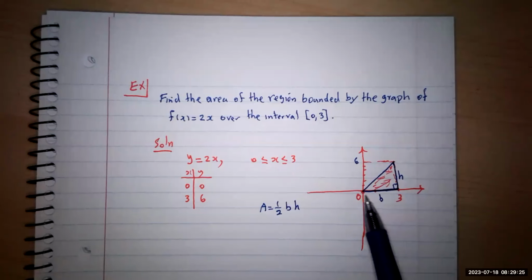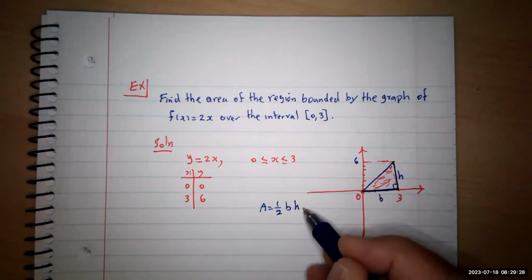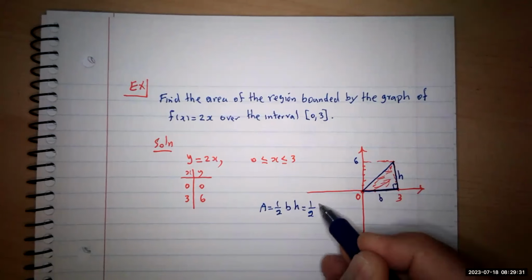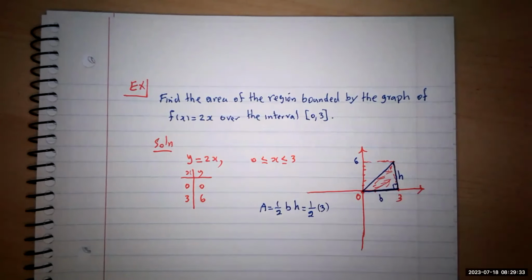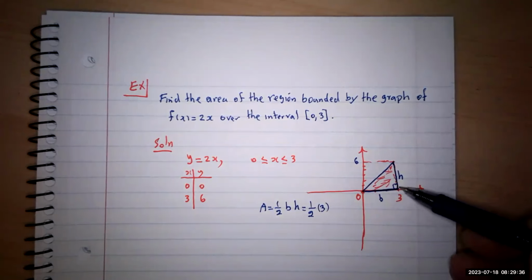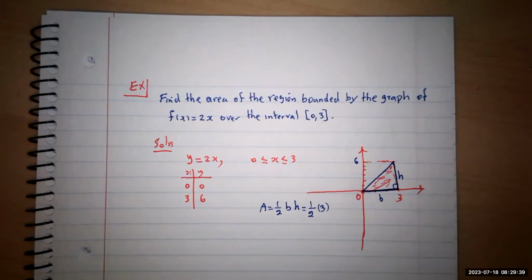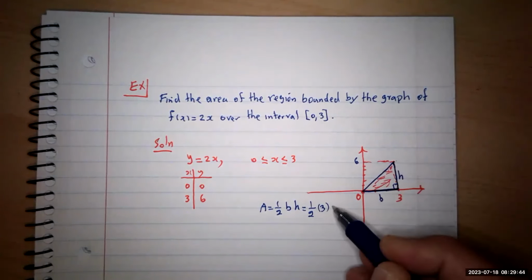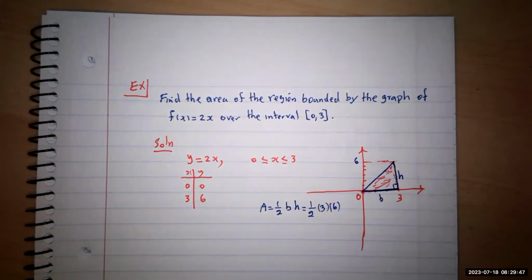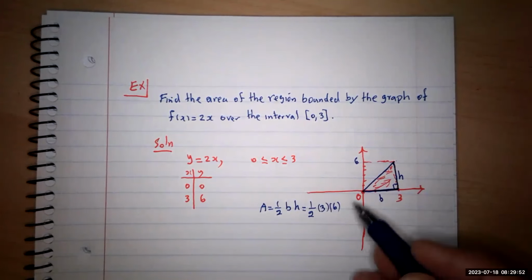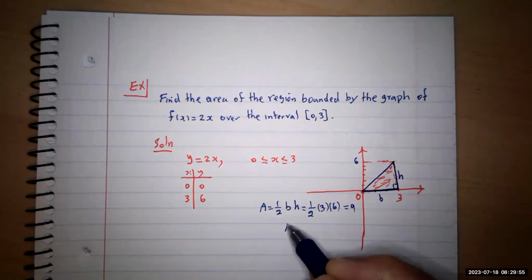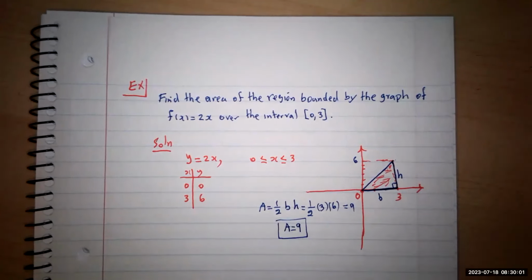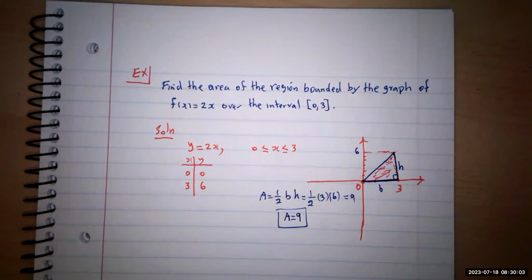Okay, what's the base? Base is 3 units. So this is equal to 1/2 times 3 for the base. And then for the height, the height is 6 units over here. So that would be times 6. 3 times 6 would be 18, and 18 divided by 2 would be 9. So that gives you 9. So A is equal to 9, whatever unit you have, squared. So that would be the area if you are in geometry. Okay, any question?